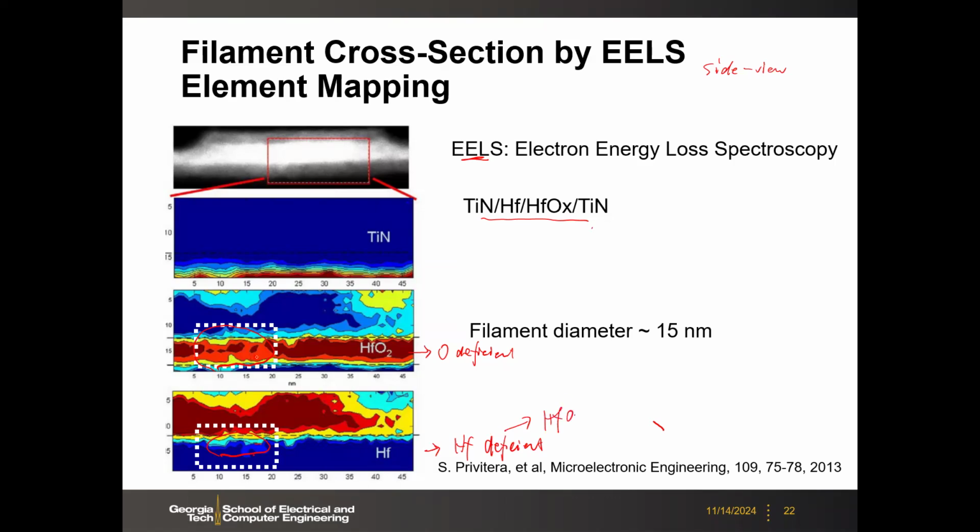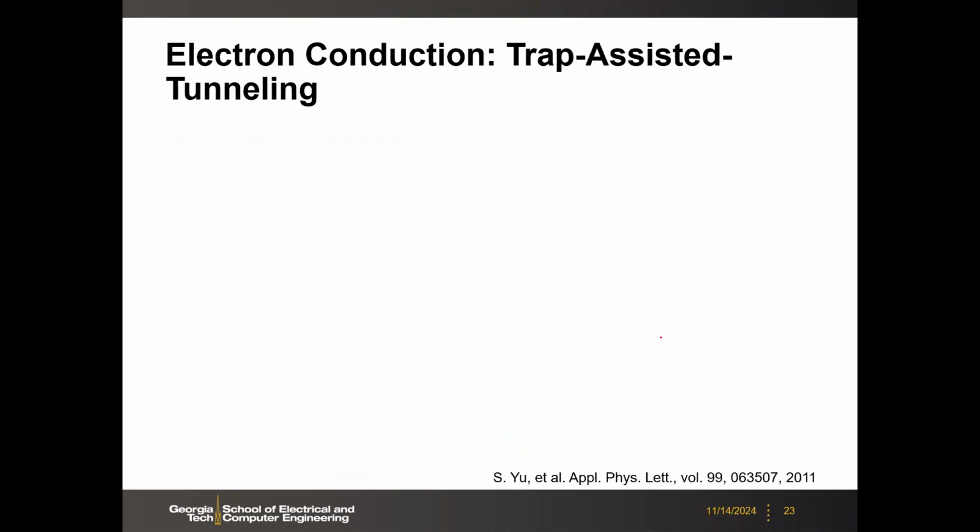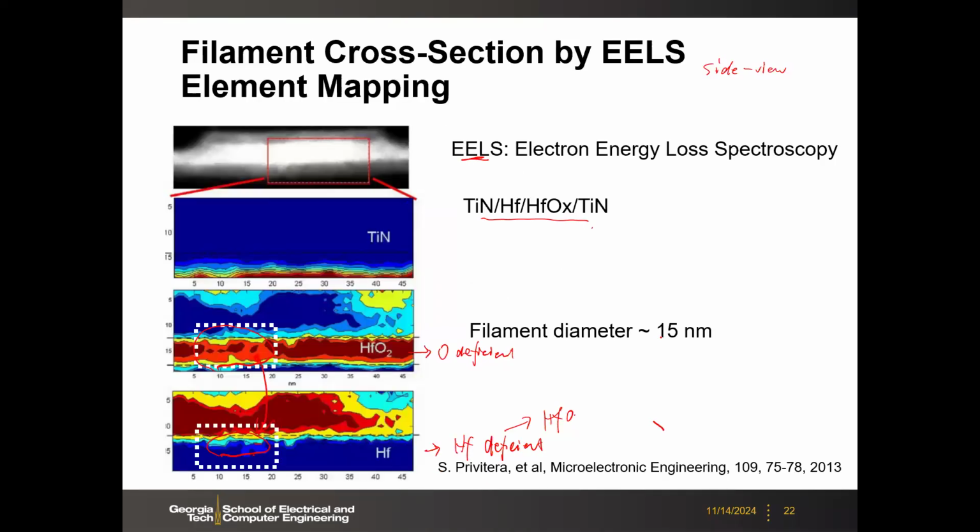That means oxygen is coming from here to here. You have this local migration as we proposed in the picture before. You have the local migration of the oxygen. So this is a very subtle experiment to deal with. Anyway, the filament is around 10, 15, 20 nanometer typically in that dimension. So this is a direct evidence of the oxygen vacancy-based filament.